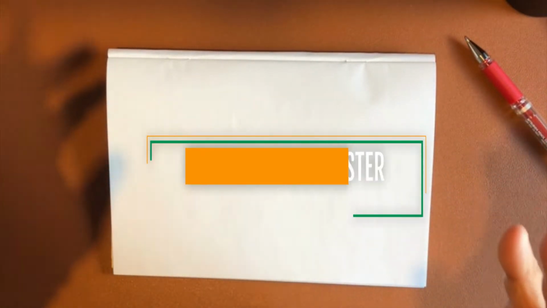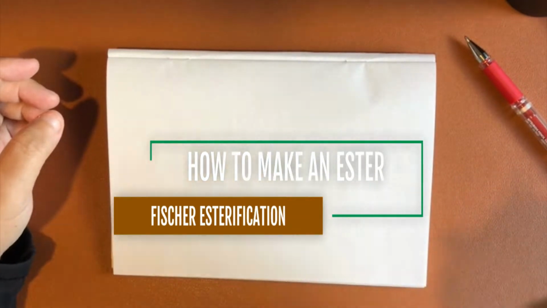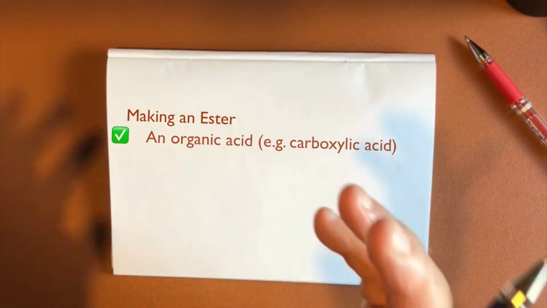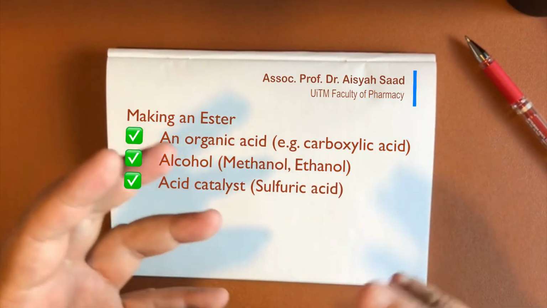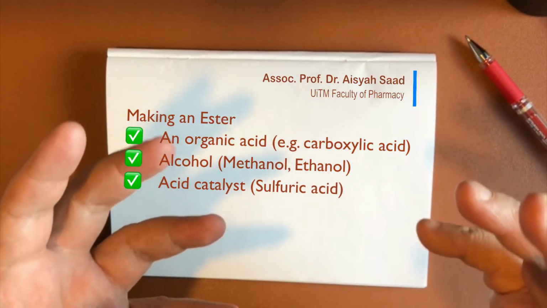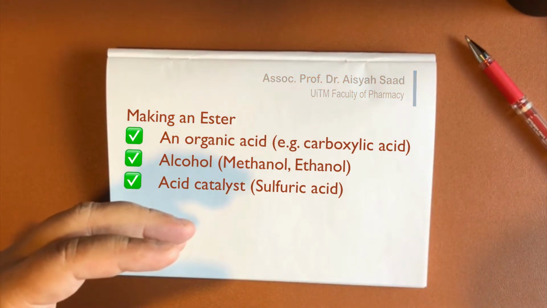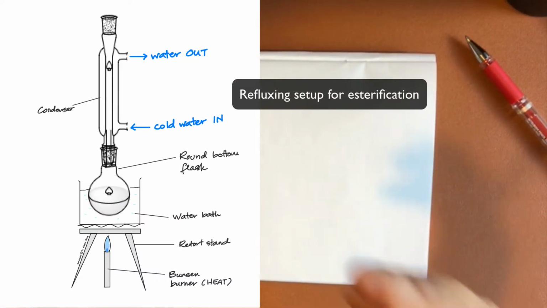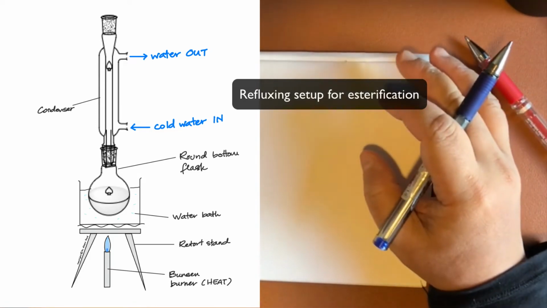How do you make an ester? Let's find out in this video. To make an ester, you can simply take a carboxylic acid, add in a lot of alcohol, and then add in a little bit of acid, heat it up, and you'd get an ester, usually within an hour.